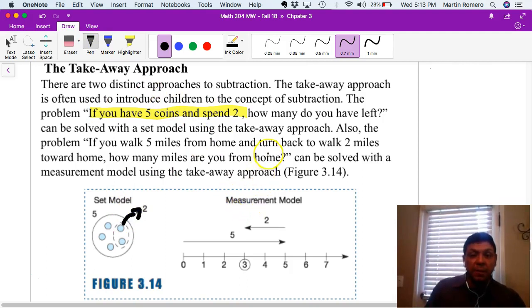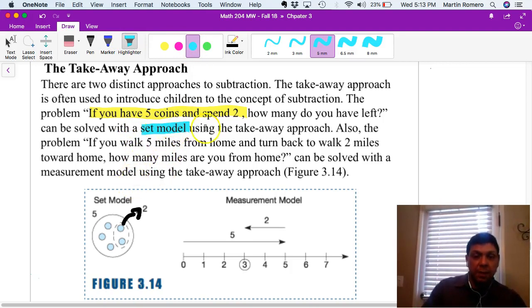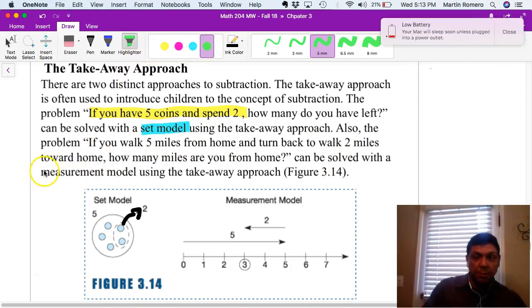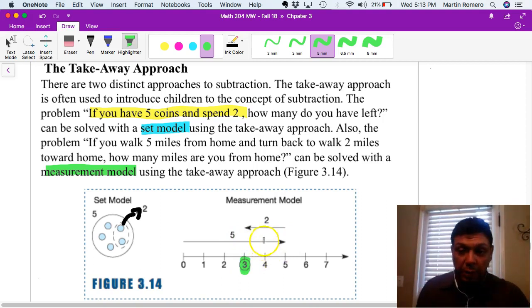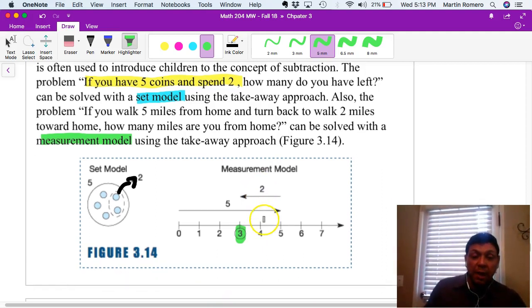Another way you can think about that takeaway approach is what we call a set model. And so right there's the set model. Sorry, that was a set model for this one. The other way to think about it is what we call the measurement model. And so in the measurement model, we're going to use the number line to do that. So you start at 0, increase 5, and then take away 2. And then where's your resulting location? You're at 3. And so that's the idea that students learn subtraction through what's called takeaway.